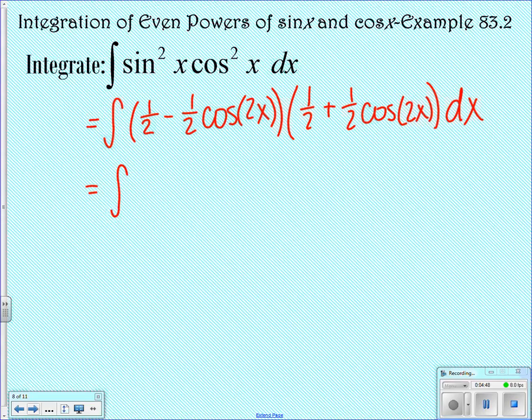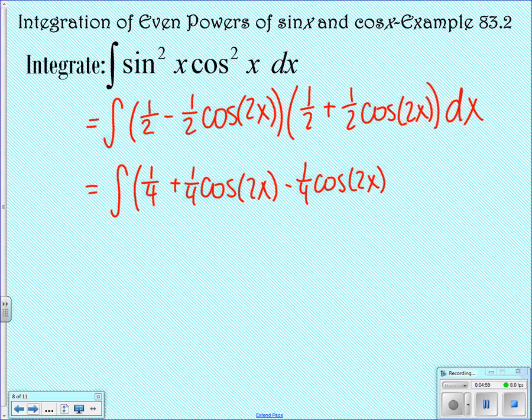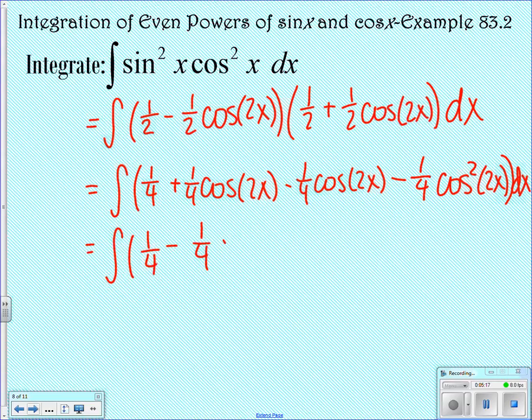So we're going to have 1/4 plus 1/4 cosine of 2x minus 1/4 cosine of 2x, and then minus 1/4 cosine squared of 2x. Now, your two middle terms do cancel out, and so you're left with the integration of 1/4 minus 1/4 cosine squared of 2x.